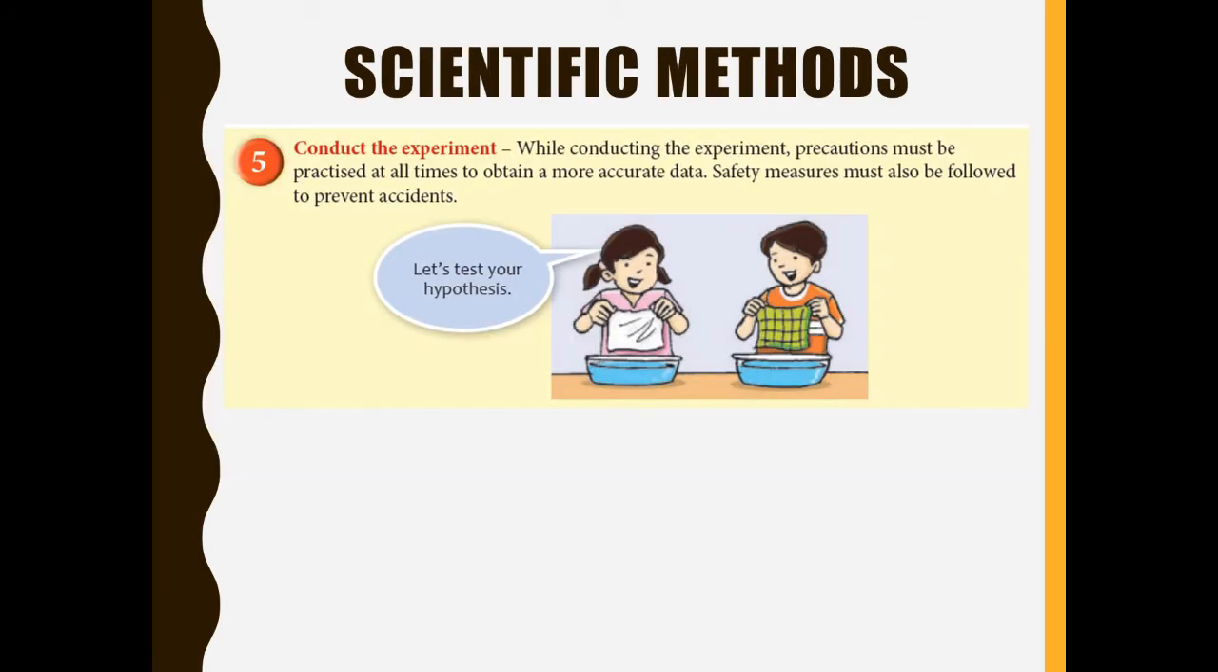Number five, conduct the experiment. While conducting the experiment, precaution must be practiced at all times to obtain more accurate data. Safety measures must be followed to prevent accidents.